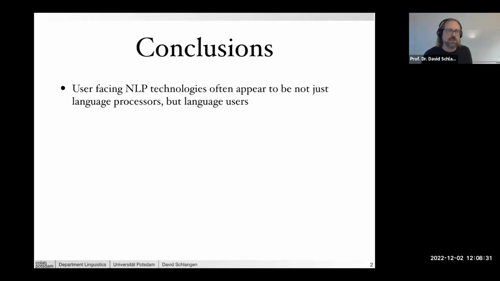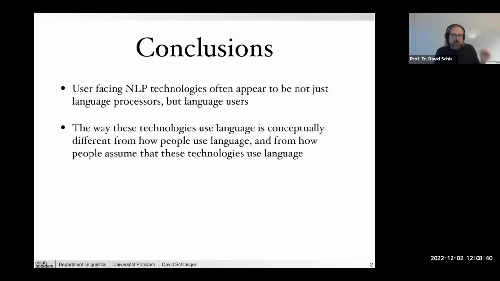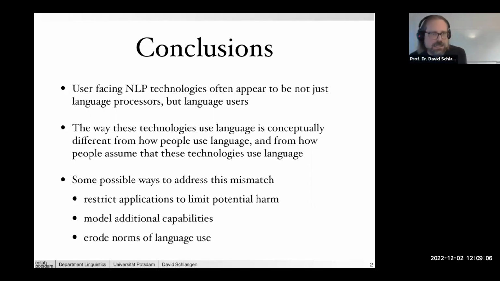So the use of these technologies implies that they are not just processors, but rather language users. So I'm making an opposition here between these two terms. More specifically, what I'm claiming is that the way these technologies use language is conceptually different from how people use language, and also from how people assume that these technologies use language. So there's a mismatch here, and this is potential for conflict. And this is something we in the field need to think about, is my claim here. And I will also point out some ways that we've thought of to potentially address this mismatch. I will come to this at the end.